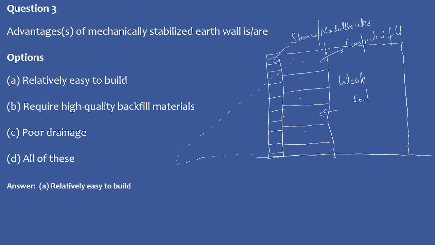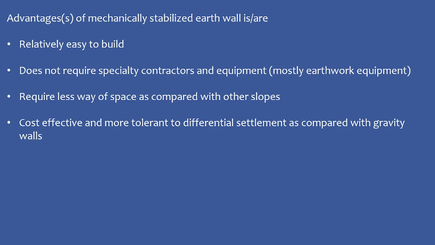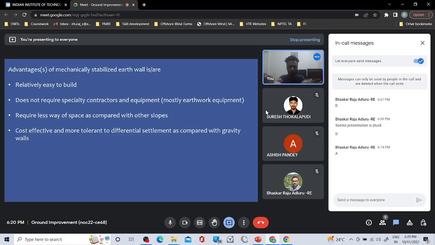And since the whole structure is uniform, as you can see, if there would have been the slope, we can expect there will be some differential settlement here, because the geometry here and here is different. But with the introduction of the mechanically stabilized earth walls, since it has a uniform cross-sectional area, there will be very little chance of differential settlement. So yeah, these are all the advantages of the mechanically stabilized earth wall. Any query in this?